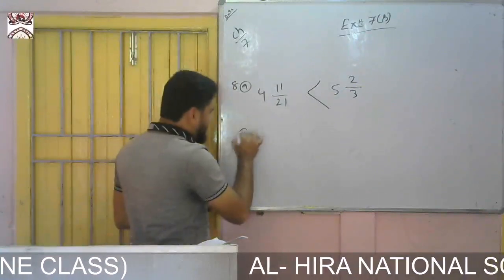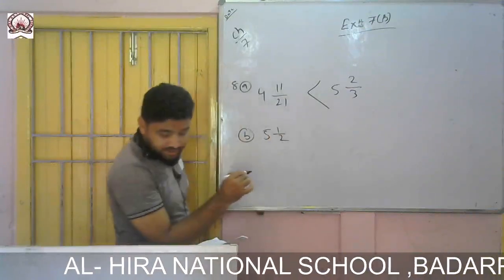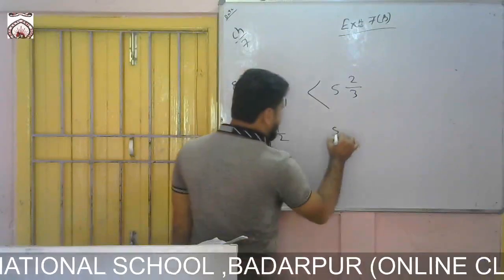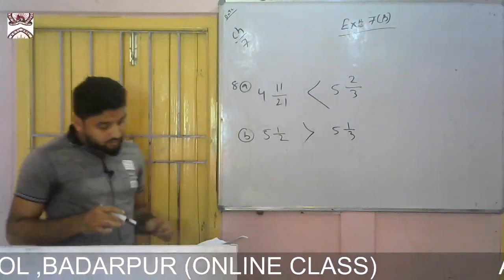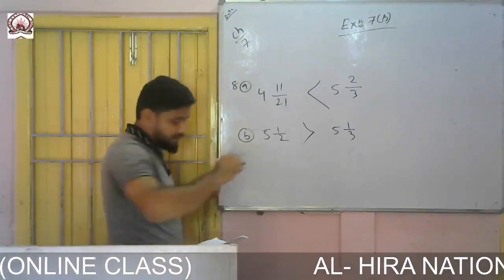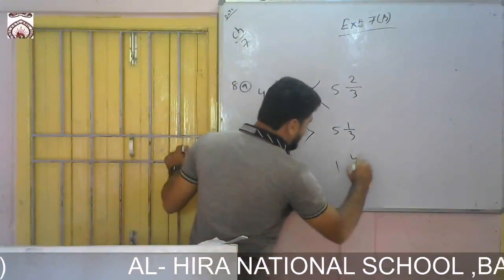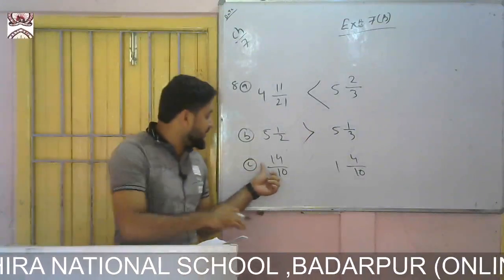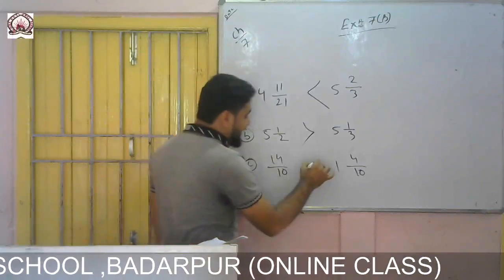Now come to question number B. 5 1 by 2, then 5 1 by 3. So obviously this one is greater. Now 1 4 by 10. In this case there is no natural number here, 1 is there. So obviously this one will be greater.